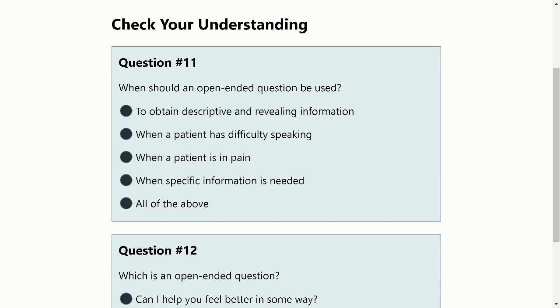When should an open-ended question be used? When a specific explanation is needed.